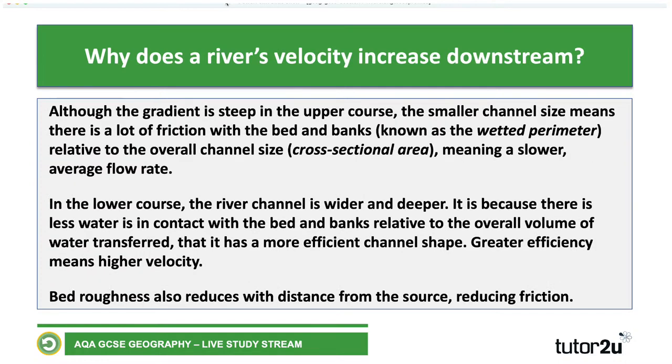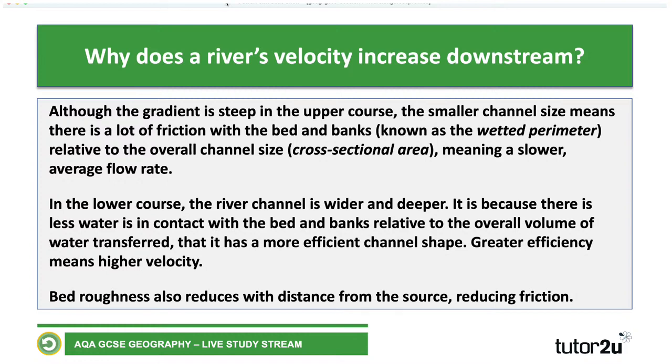Okay, next slide, please. So we can see here that the river's velocity actually increases as we go downstream. That might not seem obvious if you've observed a river upstream at the source and downstream near the mouth, because often we see the white water of the upper course, and it perhaps looks like there is more movement going on. But a lot of that is a misconception, because the water is actually moving much, much faster downstream.